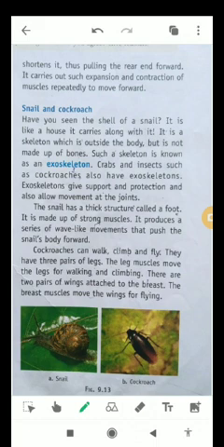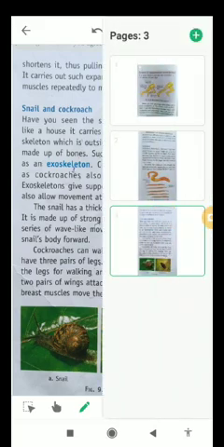Cockroaches can walk, climb, and fly. They have 3 pairs of legs. The leg muscles move the legs for walking and climbing. There are 2 pairs of wings attached to the breast. The breast muscles move the wings for flying. As you can see, the diagram of snail and cockroach.